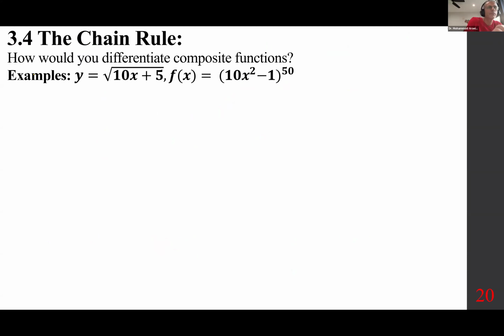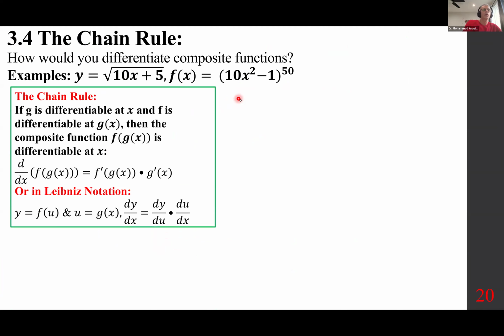And now the chain rule. How would you differentiate composite functions? Examples: y equals square root of 10x plus 5, or f of x equals (10x squared minus 1) to the power of 50, and so forth. Use the chain rule. If g is differentiable at x and f is differentiable at g of x, then the composite function f of g of x is differentiable at x. The derivative of f of g of x is f prime of g of x times g prime of x, or in Leibniz's notation, if y is a function of u and u is a function of x, then dy/dx is dy/du times du/dx.